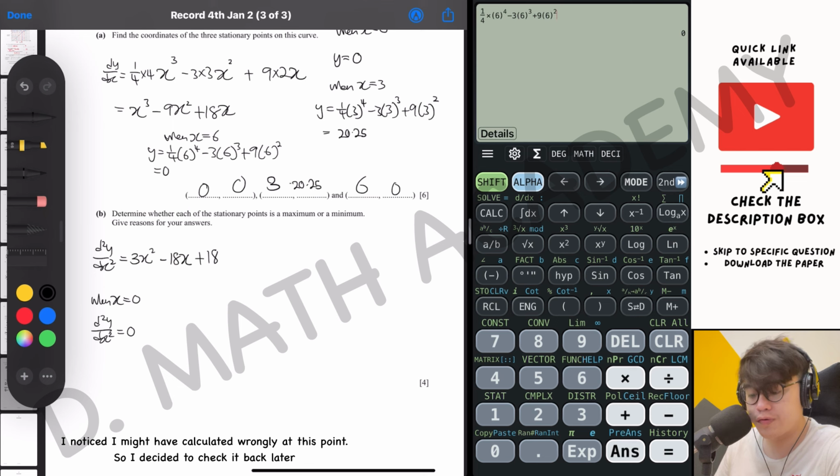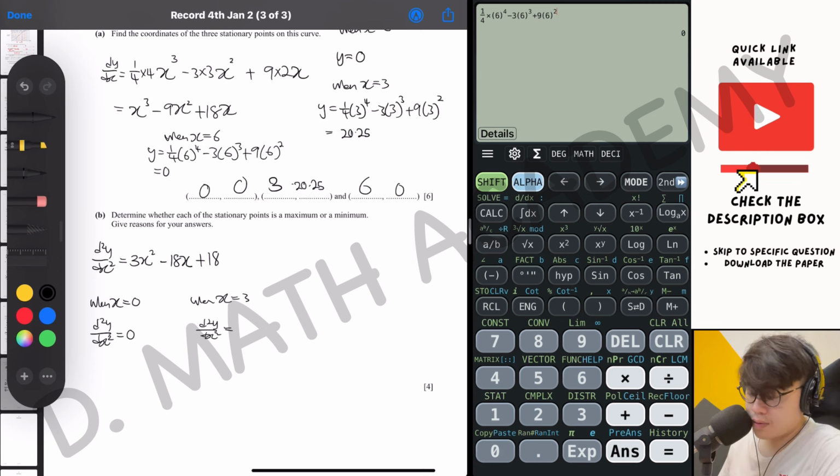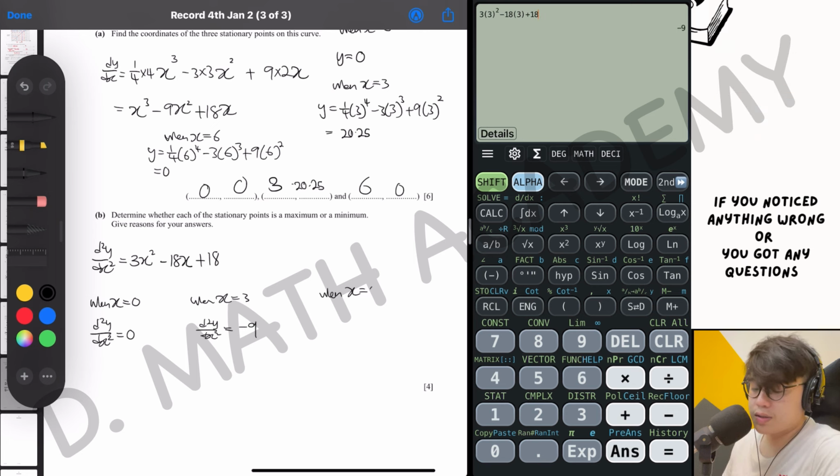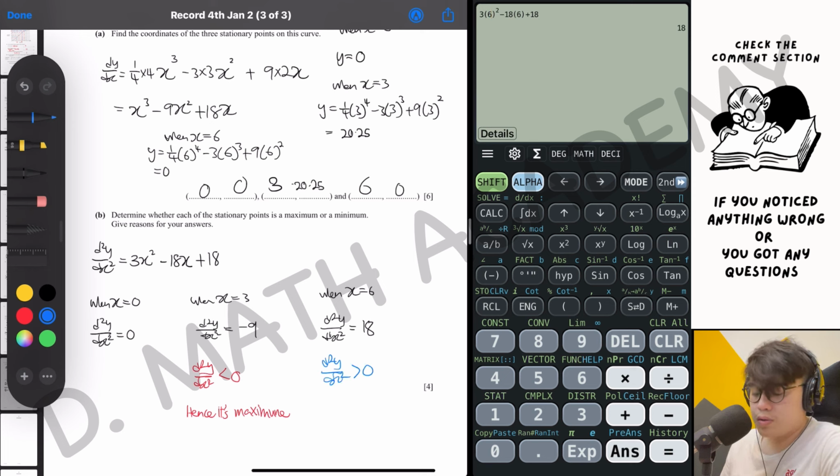Okay, let's do the next one first. When x is 3, how much is your d2y/dx2? 3 times 3 squared minus 18 times 3 plus 18. So you get negative 9 for this, and when x is 6, you get 18. So the conclusion was that this d2y/dx2 is less than 0, hence it is maximum. As for the other two, d2y/dx2 is more than 0, hence it is minimum.